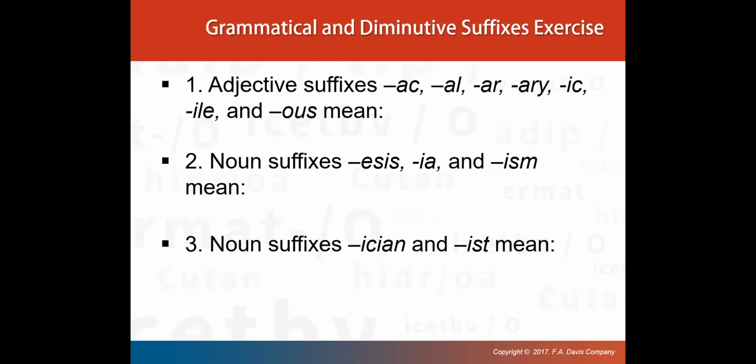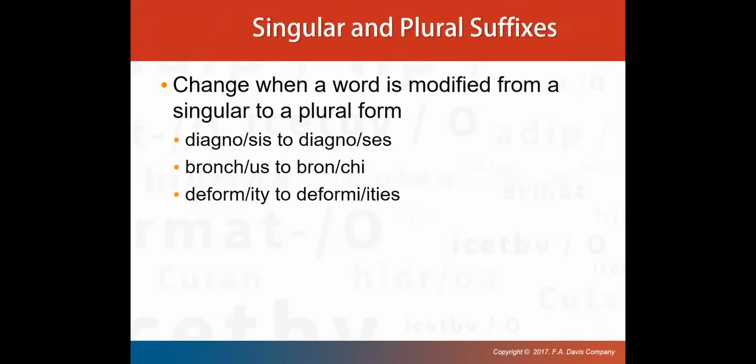Okay, so here we have an outline, right? The adjective suffixes, which are AC, AL, AR, ARY, IC, ILE, and OUS. So we'll go through these so that you understand what they all mean. And I'm going to ask you guys to actually get a little notebook out or a piece of paper, whatever works for you. And on the break, I'd like you to try to go through these little exercises and then we'll go over them. Okay.